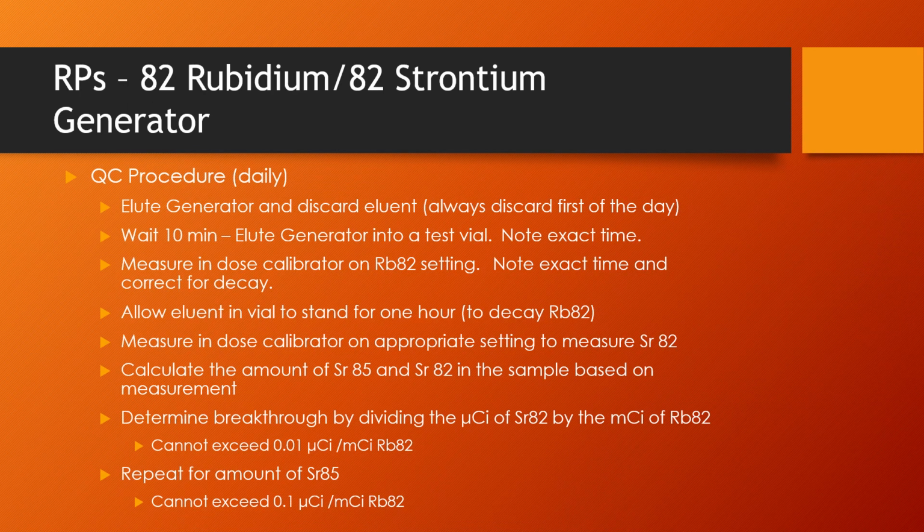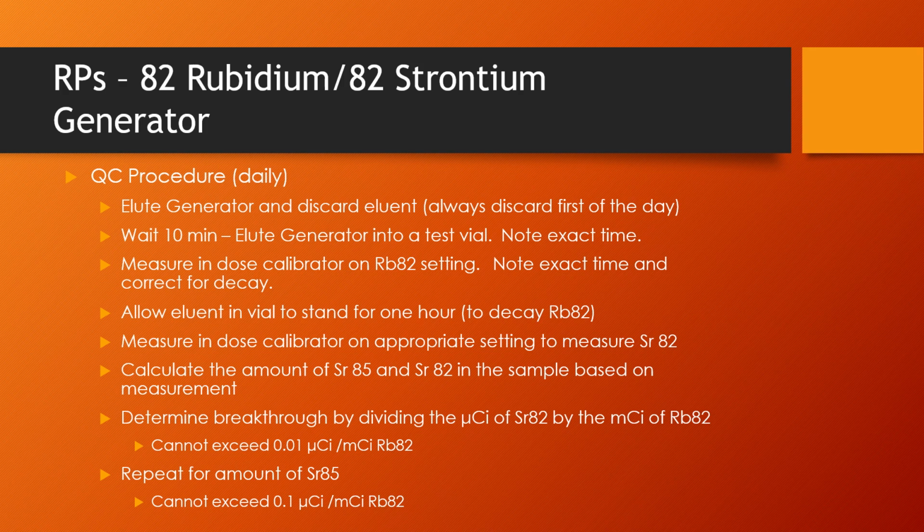So the quality control procedure for the rubidium cart is to elute the generator and discard the eluent. You always discard it on the first thing of the day. You'll wait 10 minutes, elute the generator into a test vial, note the exact time, measure the rubidium in the dose calibrator on the rubidium setting, note the exact time and correct for decay.